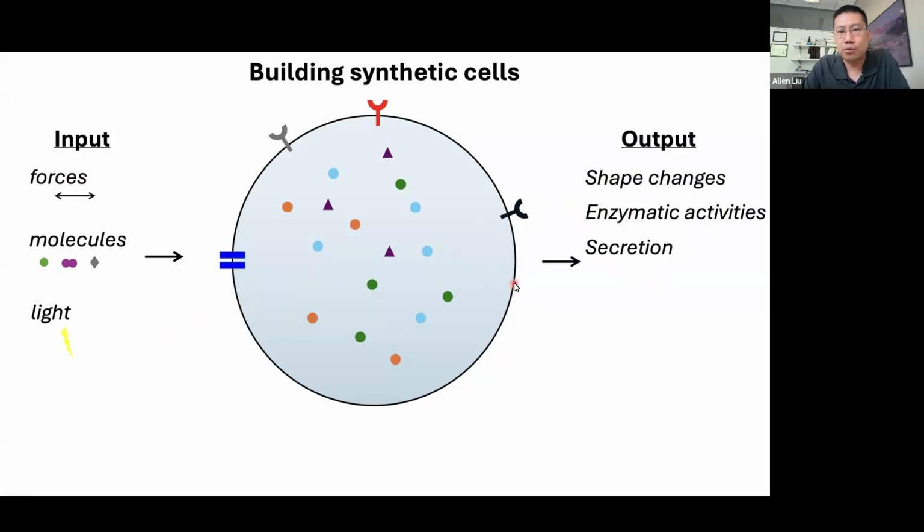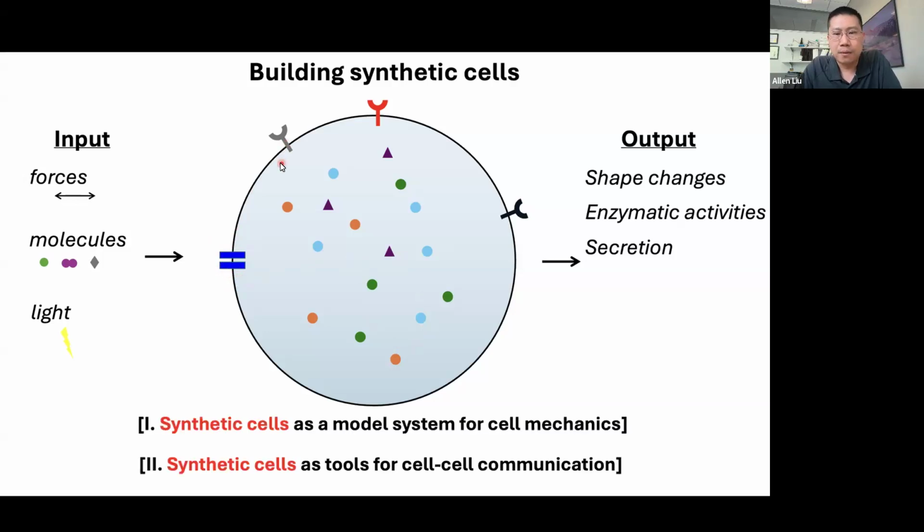Our synthetic cell models are pretty straightforward: a lipid bilayer vesicle that encapsulates biomolecules, and we also try to endow membrane properties to them by expressing receptors or membrane channels. In my lab, we use synthetic cells for two primary purposes. One is as a model system for cell mechanics, and the second is as a tool for understanding cell-cell communication, as a conduit for communicating between a synthetic cell system and natural cells.